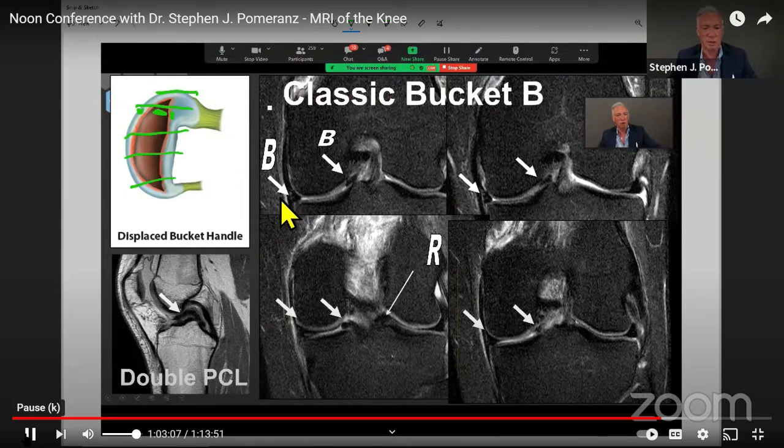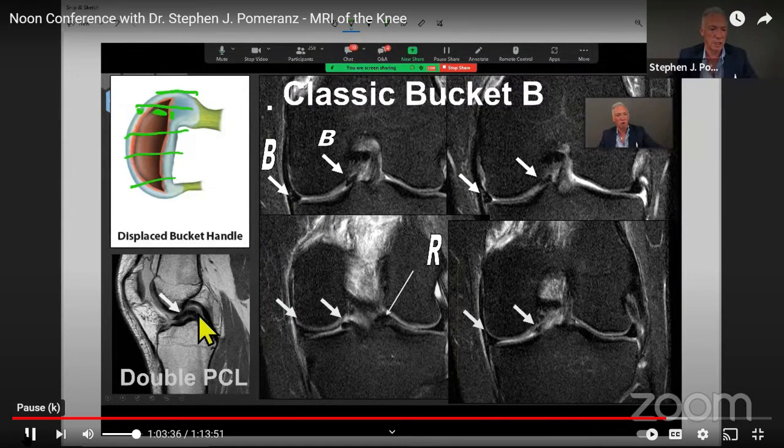But here is how you infer a bucket handle tear. You look at the medial meniscus, and you say, too small. Why is a meniscus too small in a young person? Bucket handle tear, number one on your list. Number two, radial tear. Number three, trimmed. Number four, meniscocapsular inflammation from synovitis due to rheumatoid arthritis. Those would be some of the more common causes of a small, blunted meniscus. And of course, trimming. This one is a virgin knee, never been trimmed.